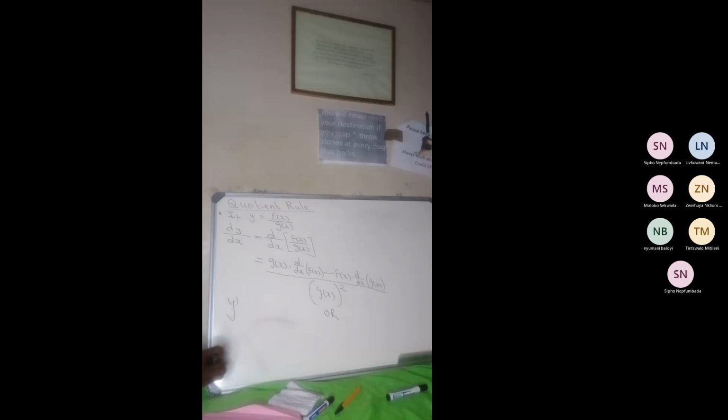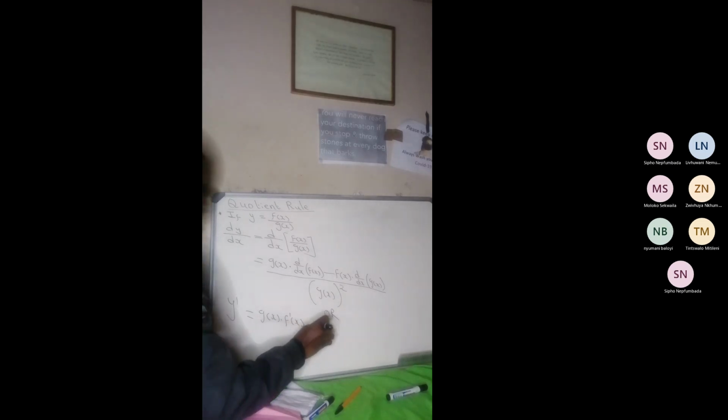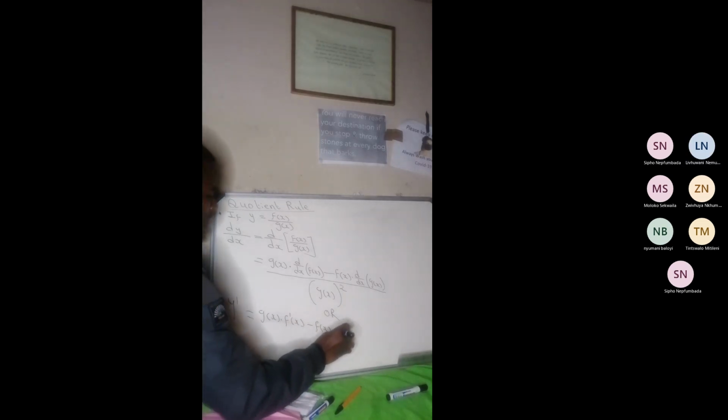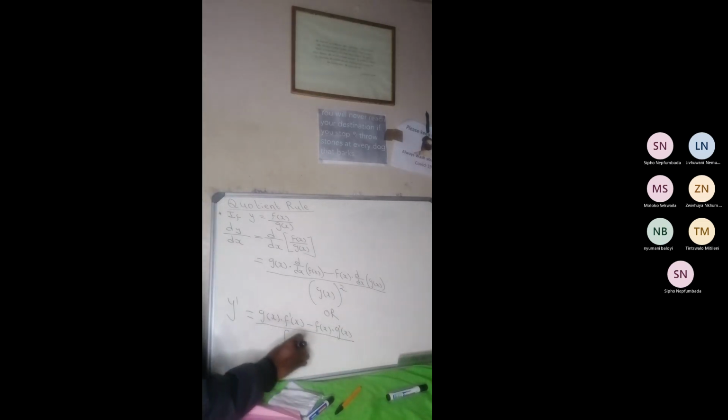This is the same as y prime is equal to g at x multiplied by f prime at x minus f at x multiplied by g prime at x, divided by g at x to the power 2. Any question? Any question, guys?